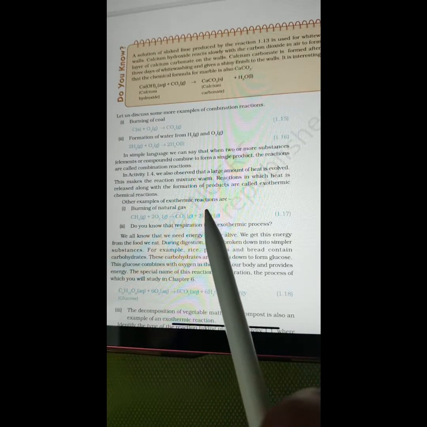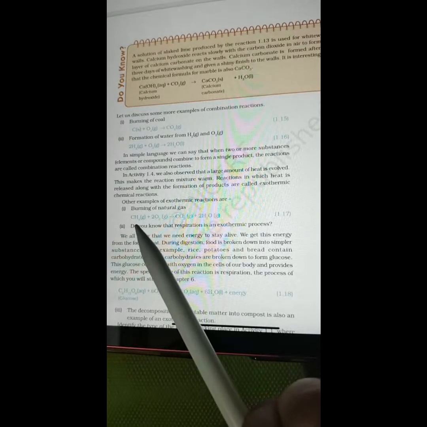In activity 1.4, we also observe that a large amount of heat is evolved. This makes the reaction mixture warm. Reactions in which heat is released along with the formation of products are called exothermic chemical reactions. Other examples of exothermic reactions are CH4, meaning methane in gaseous form, plus 2O2 in the gaseous form will give you CO2 in gaseous form plus 2H2O in gaseous form.